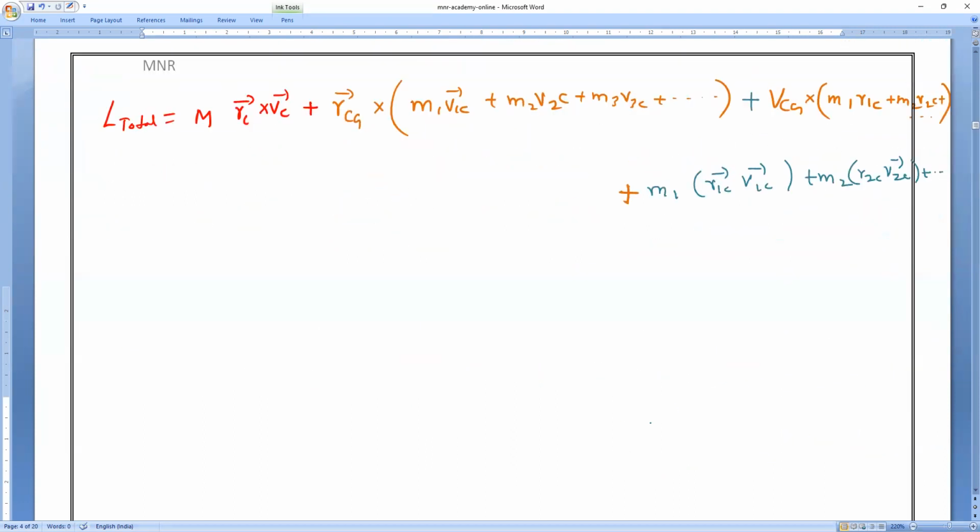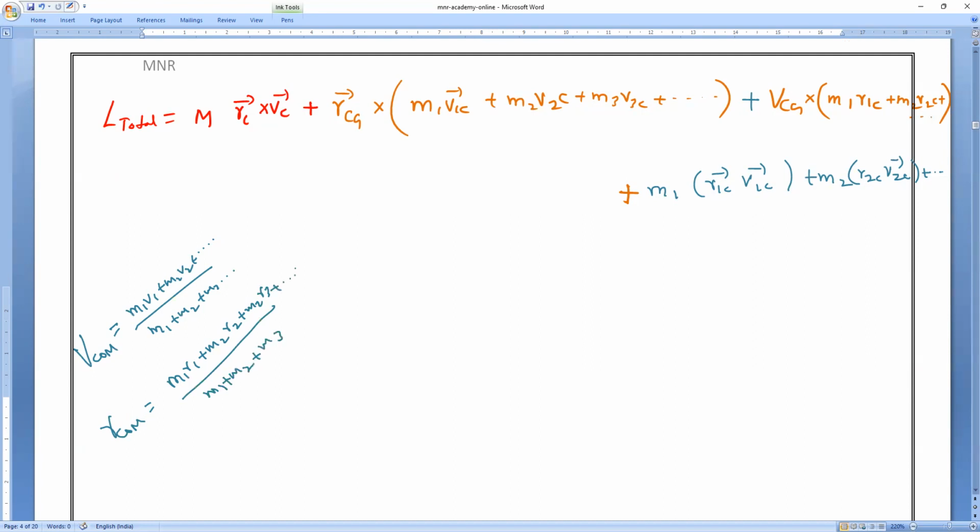Now, yesterday we studied that velocity of center of mass is equal to M1 V1 plus M2 V2 plus and so on, divided by M1 plus M2 plus M3 plus and so on. Same way, can you tell me RCOM is equal to what? M1 R1 plus M2 R2 plus M3 R3 plus and so on, divided by M1 plus M2 plus M3. Is it okay? Clear? So this is with respect to what, guys?